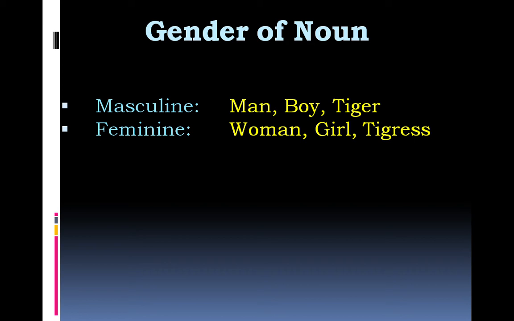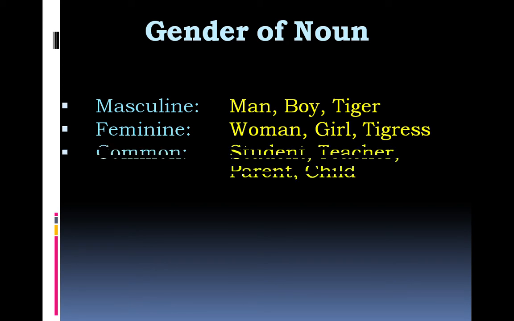Sometimes a noun refers to a person who could be a male or female. It's not clear. Such nouns are called common gender. Look at these examples. Student, teacher, parent, child. A student can be a male student or a female student, a boy or a girl. Teacher could be a male teacher or a female teacher. So all these words, and there are many more, they are in common gender.